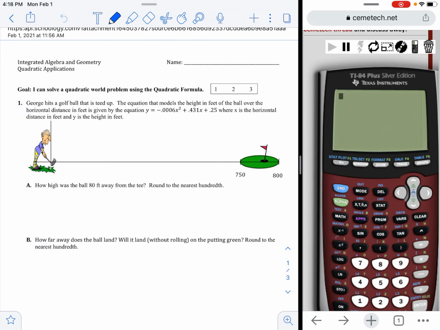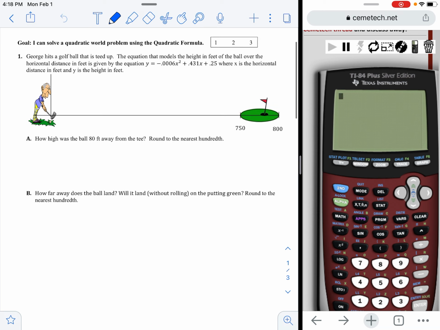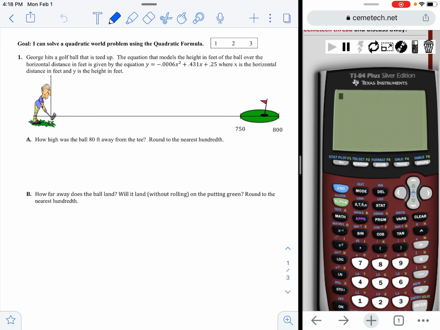All right, so this is notes on quadratic applications. This is using the quadratic formula to answer word problems. There's only 2 problems to do, okay? And if you know the quadratic formula, they are pretty easy. You also have to make sure you know what I'm asking you for.